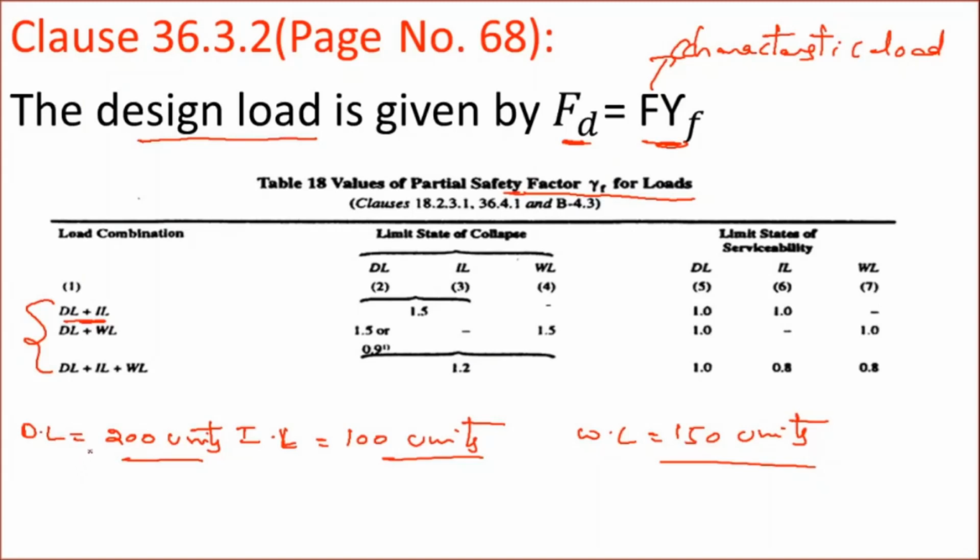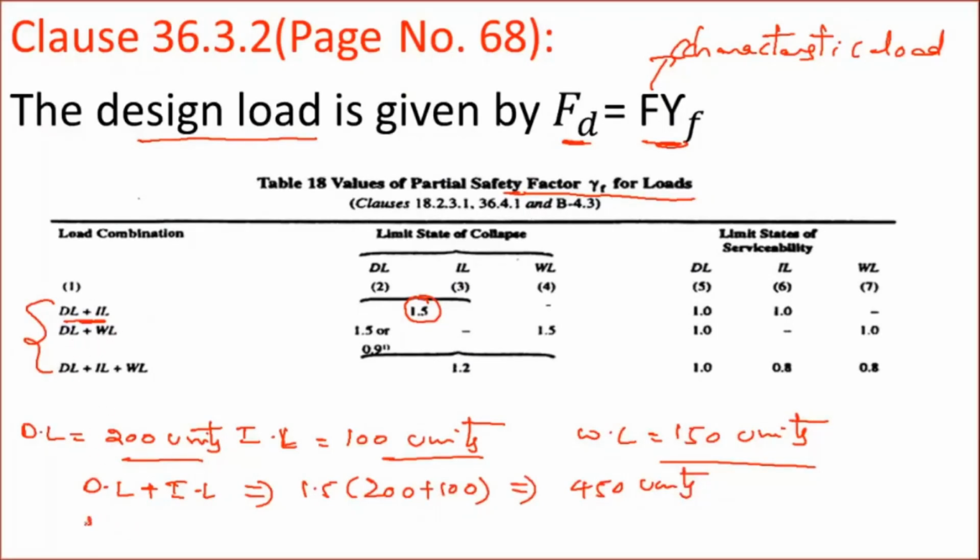What is the first combination? Dead load plus imposed load combination. When you consider this, you have to multiply with the factor of safety of 1.5. So 1.5 into 200 plus 100. That will be equal to how much? 450 units.